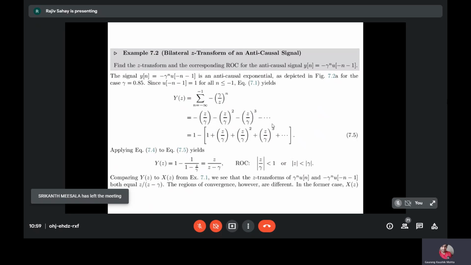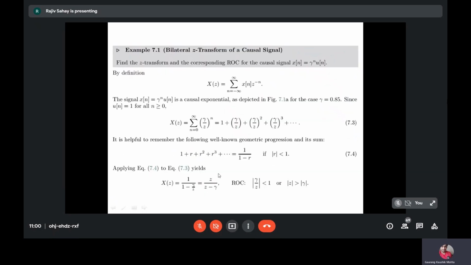So the second series can be simplified as the third one, and you can put this third one in the geometric progression form, 1 plus r square plus r cube, up to infinity. So it will be 1 by 1 minus r, where r is equal to z by gamma. If you simplify this, again this term comes out to be z by z minus gamma. If you see the closed form expression of Y of z, it is the same as this.